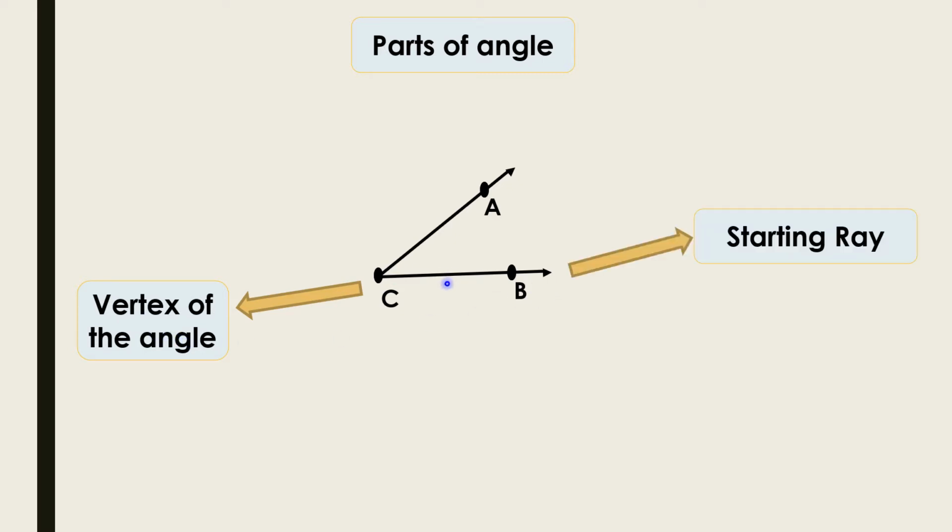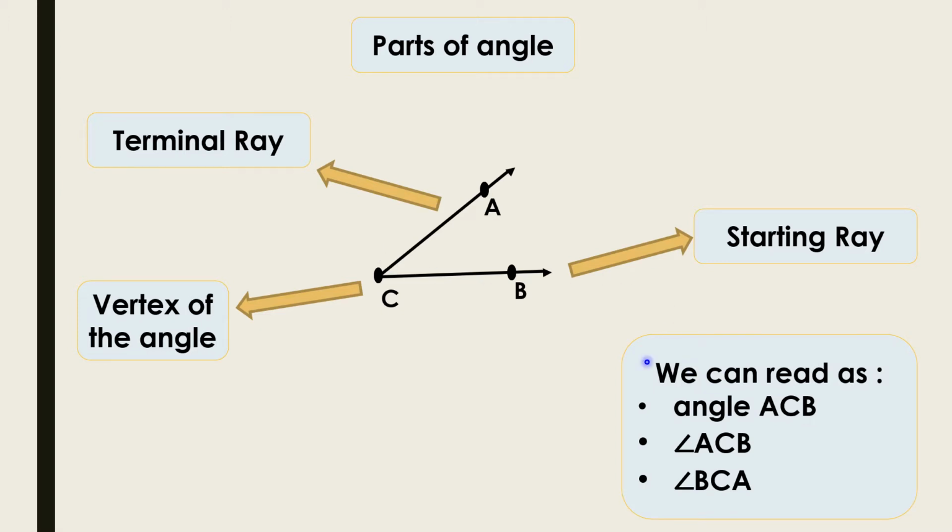Next part, this starting ray. You will draw a starting ray from point C, and it will make an endpoint at letter B, or point B. And next is this part. That's what you call the terminal ray. The terminal ray is the other ray where the angle came from. We can read this as angle ACB, BCA, or angle C. We can name that angle.